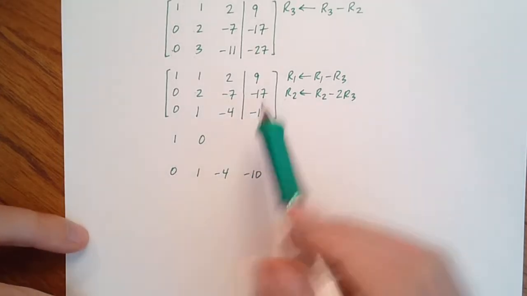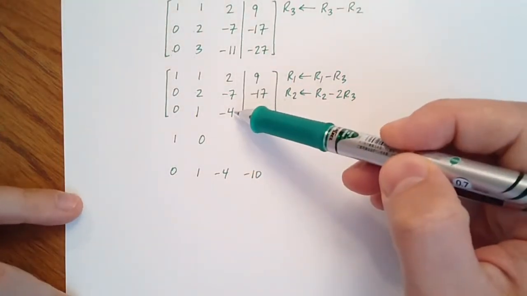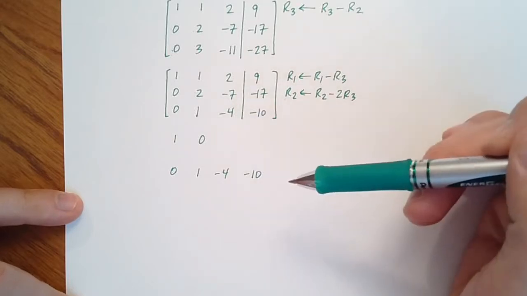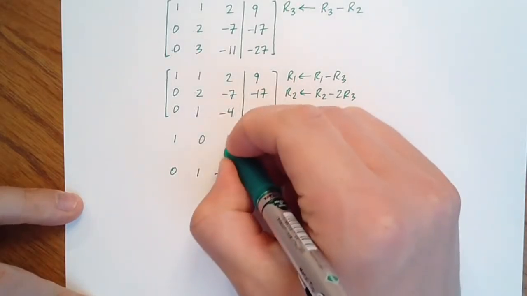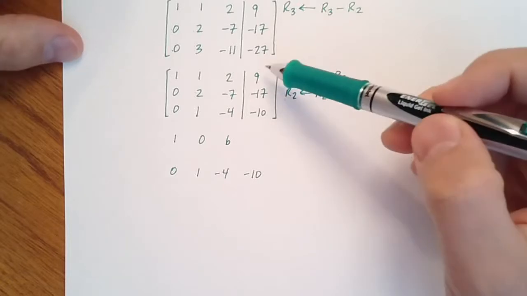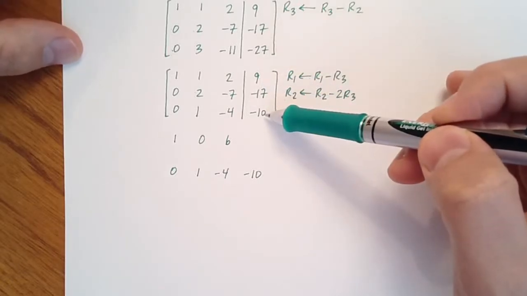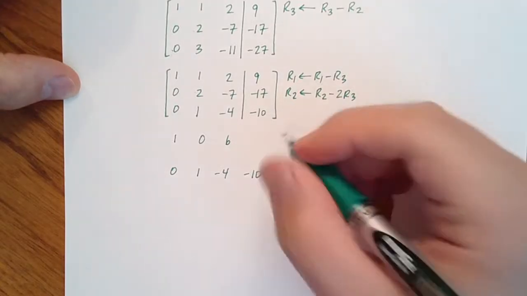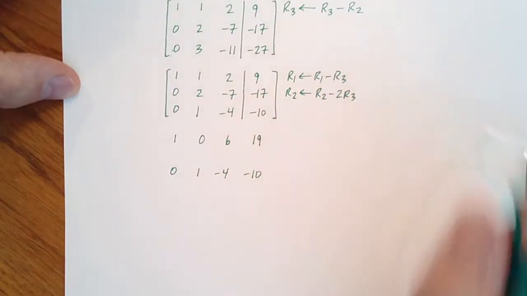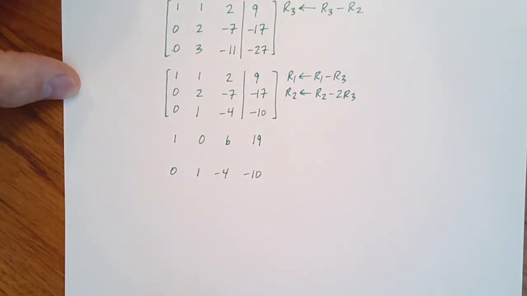And then we've got 2 minus negative 4. So that's like 2 plus 4, which is 6. And then now we've got 9 minus negative 10. So that'll be like 9 plus 10, right? So that'll be 19. Okay, so that'll be the new version of the first row.